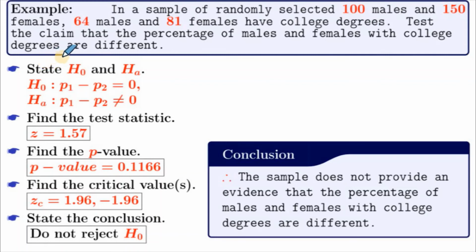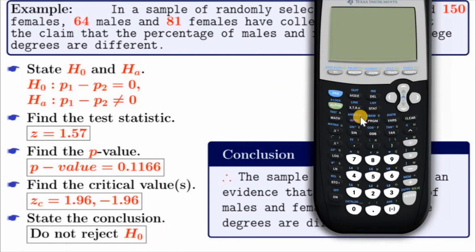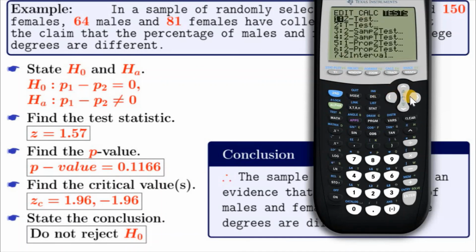So here we are done with this problem, but let me show you how to find the Z value and p-value using a calculator. For that, let me pull up my calculator on the screen. Now go to Stat, Test, then come down to 2-PropZTest. Then your X1 is 64, your N1 is 100. Your X2 is 81. Your N2 is 150. For the alternate hypothesis, we are given the not equal to sign, so select that. Then come down here and select Calculate, then hit enter. If you look here, our Z is 1.57, and our p-value is 0.1166. That's what we got on the calculator's screen.